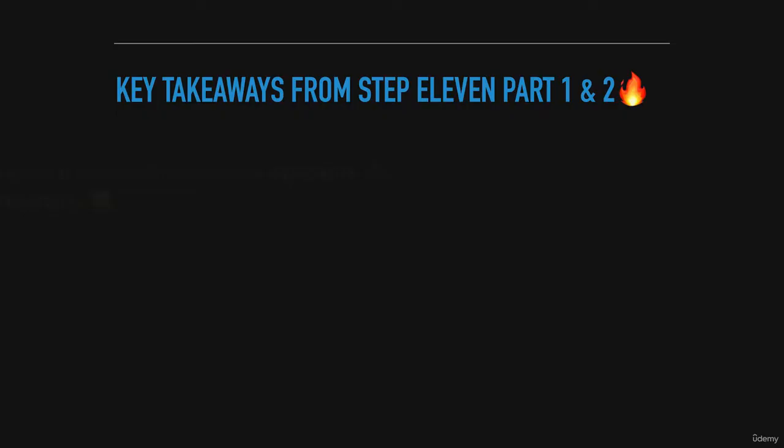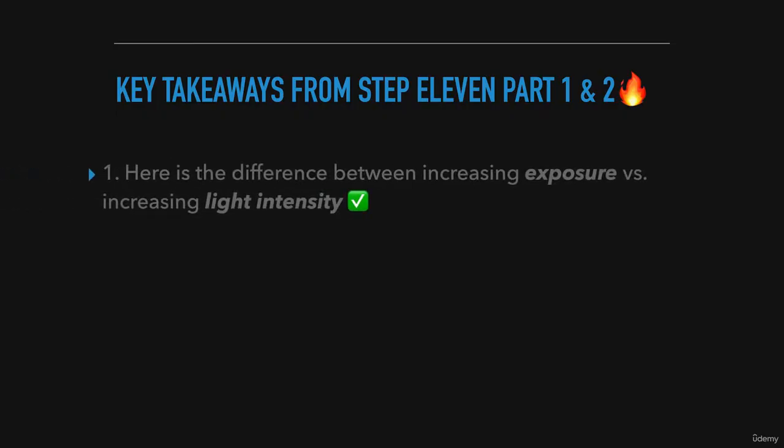So you are now a graduate of step 11, and that was a pretty in-depth part 1 and part 2. So what I want to do is go a little bit more into detail around the difference between adjusting and increasing your exposure from your camera versus increasing your light intensity. This can be a little bit difficult to understand the difference between the two.